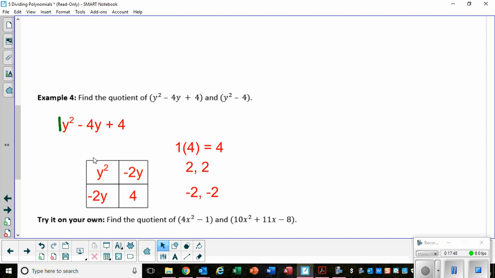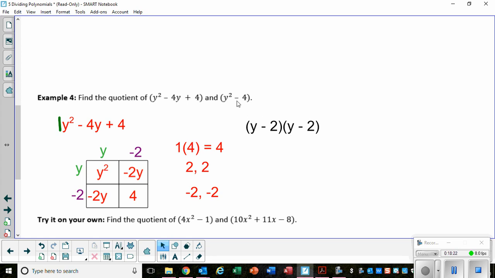So now I can start doing my GCF. Y squared and -2y have a y in common. -2y and 4, I can divide both of them by -2. Y squared and -2y, I can factor out a y. And -2y and 4, I can pull out a -2. So those are my two factors. So instead of writing the whole trinomial, I'm going to write it in factored form. Y minus 2 times y minus 2.